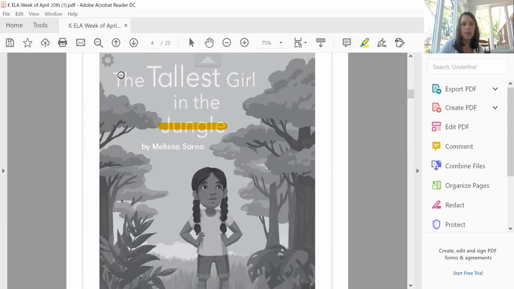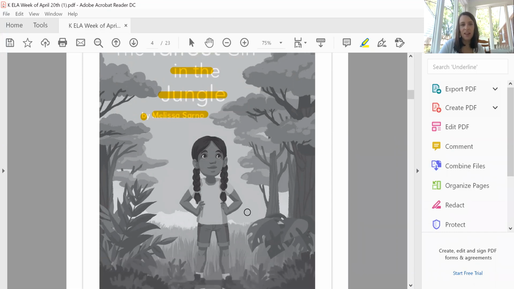So the title is The Tallest Girl in the Jungle. You can highlight that or circle that with your pencil or your crayon right now. We look at the author's name, we see this special word. Read that word to yourself. By Melissa Sarno. She wrote the words.